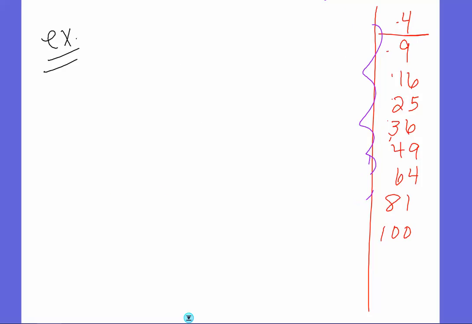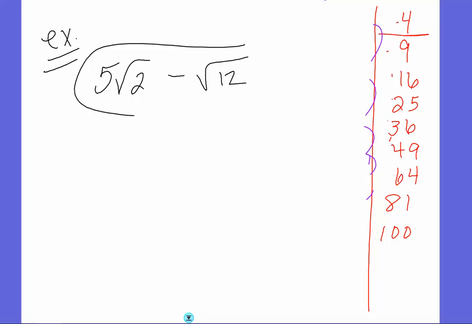So I have space. So let's try 5 square root of 2 minus square root of 12. So before I circle this and say that's my answer, you look at the square root of 2. Can you simplify that anymore? No, because it's a prime number, so I'm just going to bring it down.